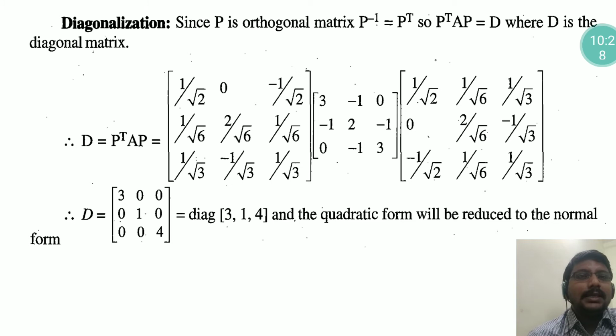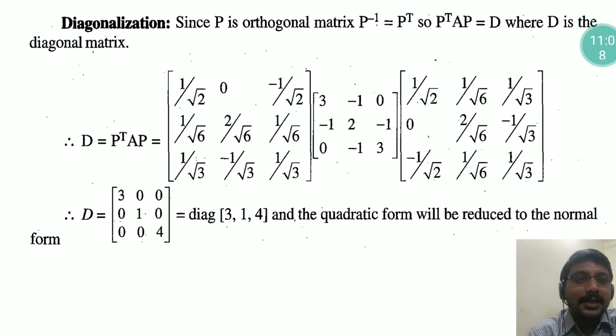Diagonalization. Since P is an orthogonal matrix, P inverse is equal to P transpose. We will have P transpose AP. If we compute P transpose AP, we will have D as the result. D means diagonal matrix. What is a diagonal matrix? Except for the principal diagonal elements, if all are zeros, then it is called a diagonal matrix. So just multiplying these three matrices, we will have D, that is matrix of 3, 0, 0, 0, 1, 0, 0, 0, 4.